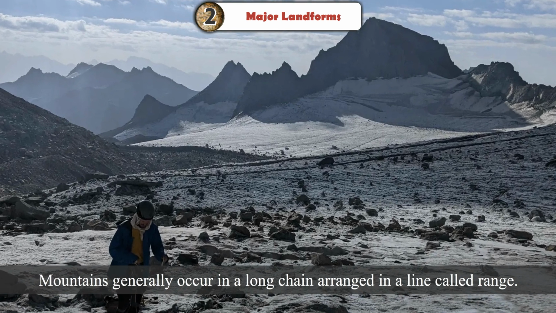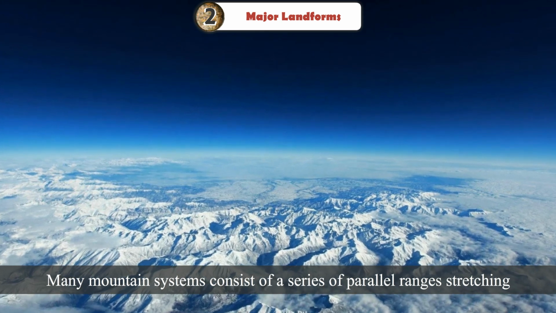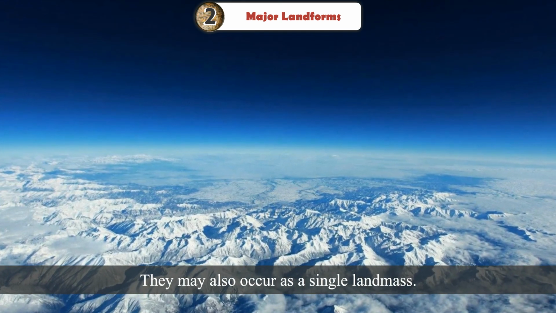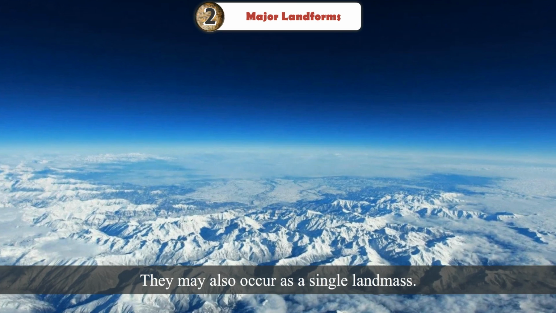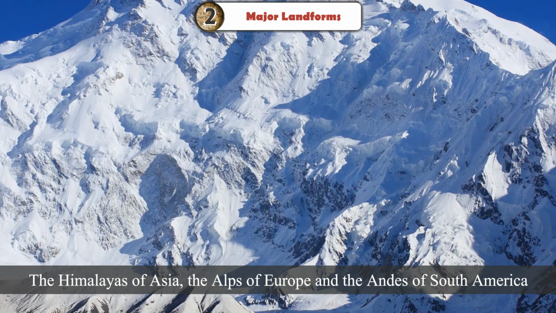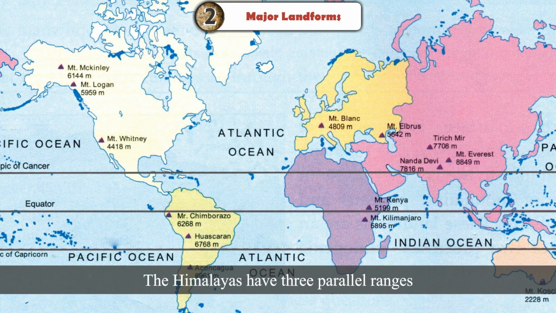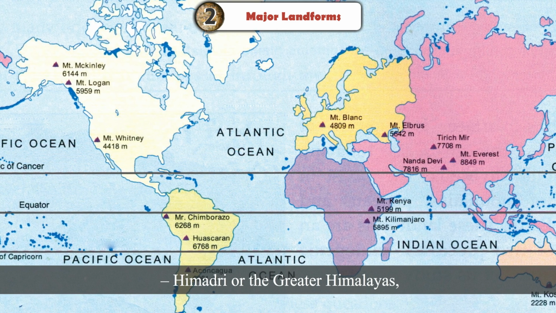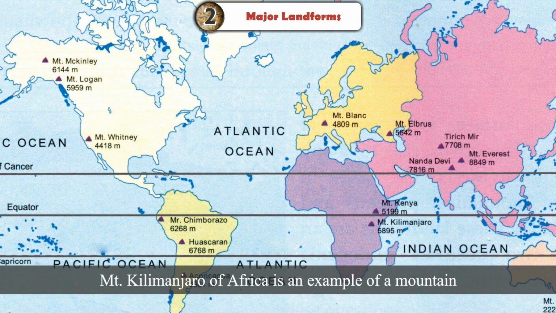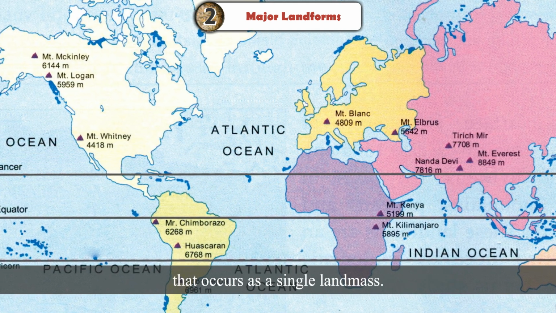Mountains generally occur in a long chain arranged in a line called range. Many mountain systems consist of a series of parallel ranges stretching over hundreds of kilometers. They may also occur as a single landmass. The Himalayas of Asia, the Alps of Europe and the Andes of South America are mountain ranges. The Himalayas have 3 parallel ranges: Himadri or the Greater Himalayas, Himachal or the Middle Himalayas, and Shivalik or the Lower Himalayas. Kilimanjaro of Africa is an example of a mountain that occurs as a single landmass.